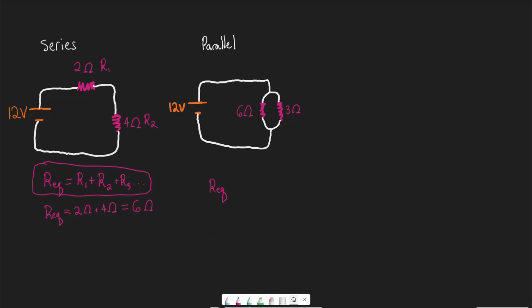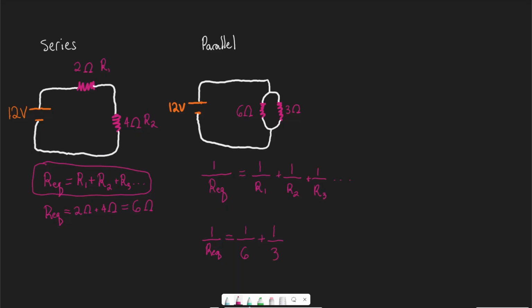So it's going to be 1 over Req is equal to 1 over R1 plus 1 over R2 plus 1 over R3, etc. And so let's do the math on that. Let's see what we're talking about here. So 1 over Req is equal to 1 over R1. So let's say 1 over 6 plus 1 over 3. And then we don't have a third resistor. So it's going to be equal to this.